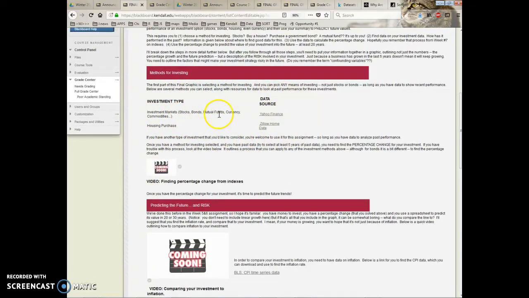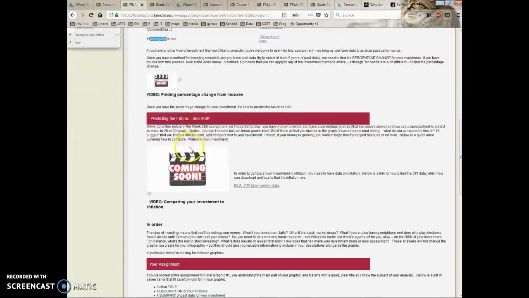You know, you buy some stocks, you buy a mutual fund, you invest in a commodity market, you buy a house. You can find the data. You can find percentage change based on the index from the data. However, now we've got to compare it to inflation. How do we do that?